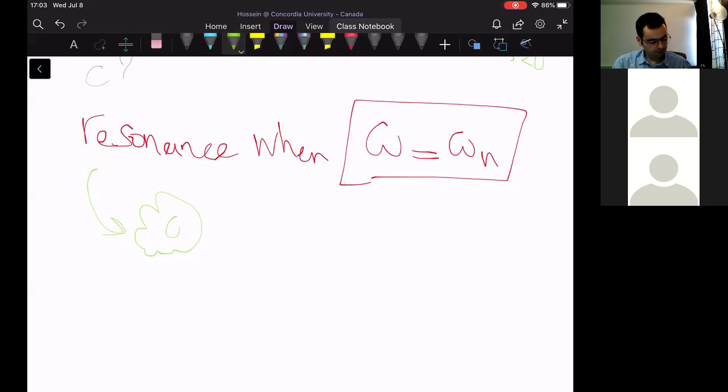So the response of a forced vibration is basically a steady state response, a particular response, usually represented by X sine of omega t plus phi, right? Or minus phi. There is a phase lag, basically.